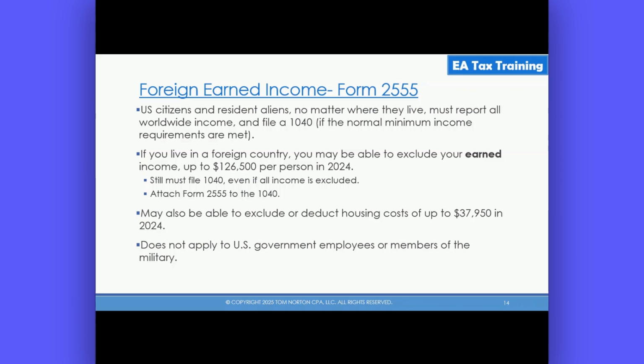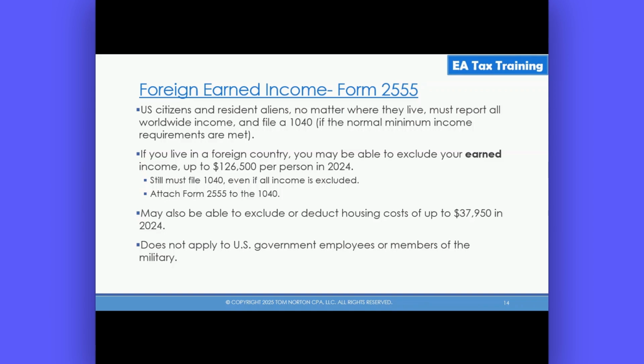If you exclude your income on Form 2555, even if you exclude all of it, so let's say you earn $110,000 and you exclude the whole $110,000, so you're going to show no earned income on your tax return, you still do have to file a Form 1040. It doesn't matter that you don't meet the normal gross income minimums in order to file. If you exclude your foreign earned income, you still have to file your Form 1040, and then you are going to attach Form 2555 to that 1040.